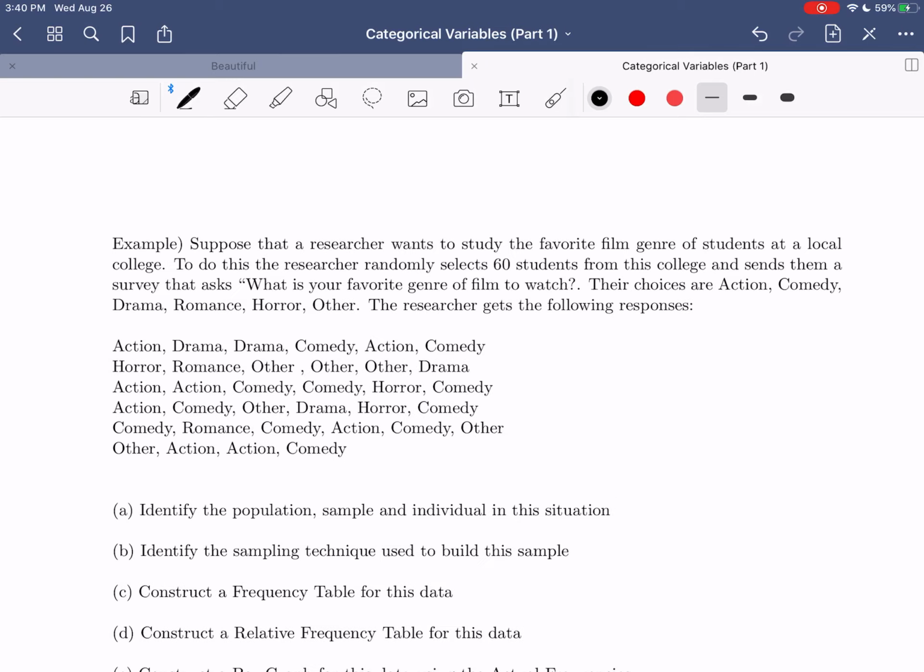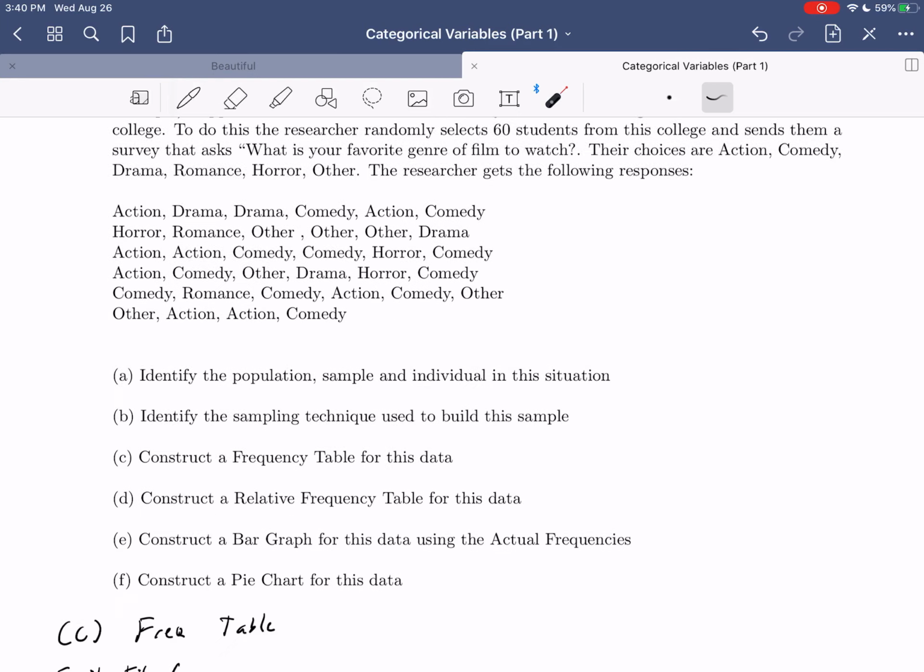Things would be more complicated if you ask the question, which of these genres do you watch? Because then one person might answer action, comedy, romance, horror, and other. They'd give 5 different responses. But by having them choose their favorite genre, every individual had to give a single response, and that makes the analysis a lot simpler here.